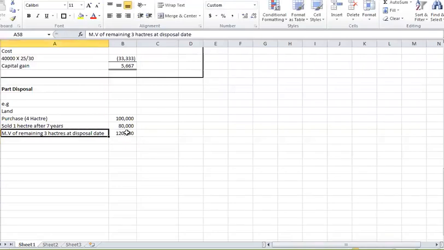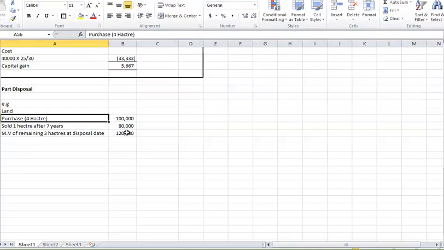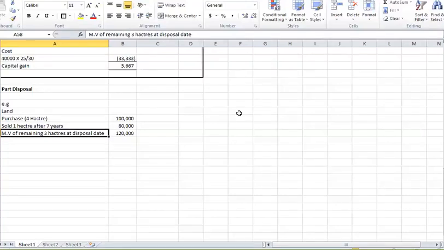Because this is a small example, I'm repeating this example once again. We are taking land as an example. We have purchased 4 hectares of land for 1 lakh pounds, and we have sold 1 hectare after 7 years, and the selling price is 80,000 pounds. The market value of the remaining 3 hectares at the date of disposal is 1,20,000 pounds.